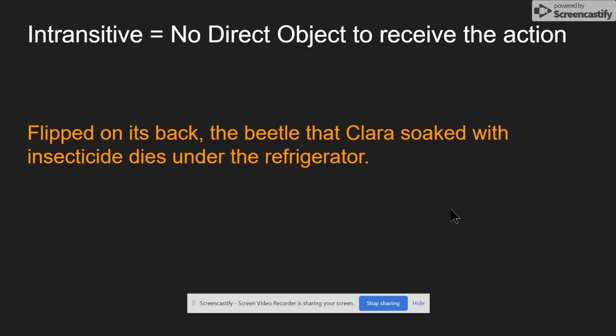Flipped on its back, the beetle that Clara soaked with insecticide dies under the refrigerator. We got a lot going on in this sentence. But the basic element of this sentence is the beetle dies. That Clara soaked with insecticide, again, we can talk about later. But the main point of this sentence is the beetle dies under the refrigerator. And dies is our verb, and dies is our intransitive verb because it doesn't die something.